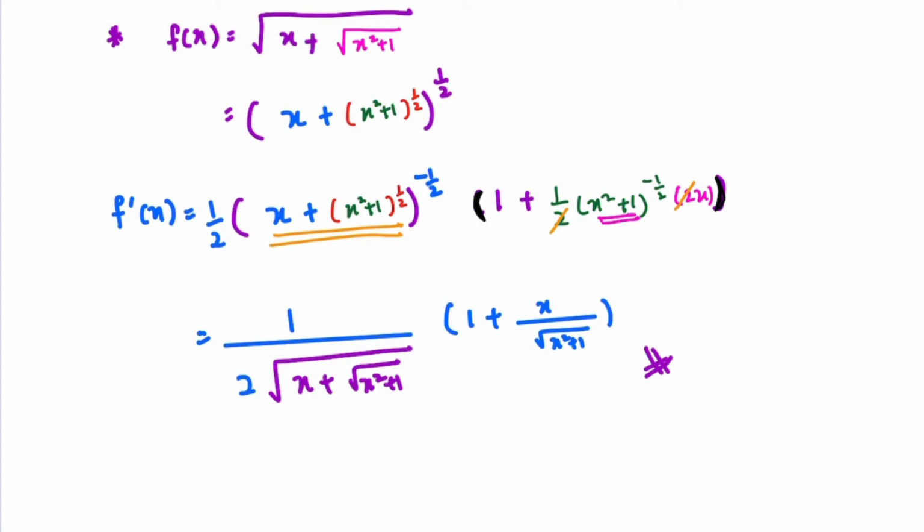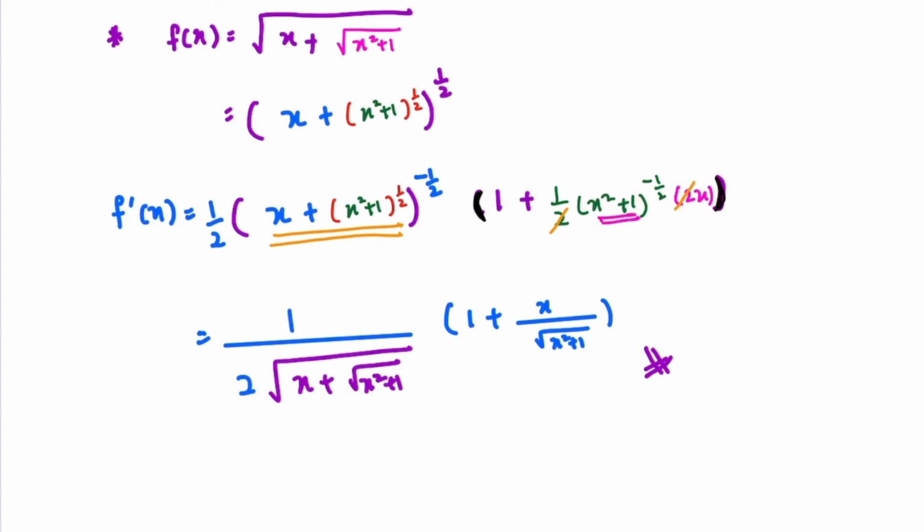In order to find f prime x, let's use power rule. Bring down the power, and the power is reduced by 1. Further differentiate, so let's see here, further differentiating x is just 1. Plus, and then further differentiate this one. Again, this is chain rule. So bring down the power, reduced by 1, further differentiate the inside function. So this is just 1 over 2, x squared plus 1, and then the power reduced by 1 is negative half, further differentiate inside is 2x.